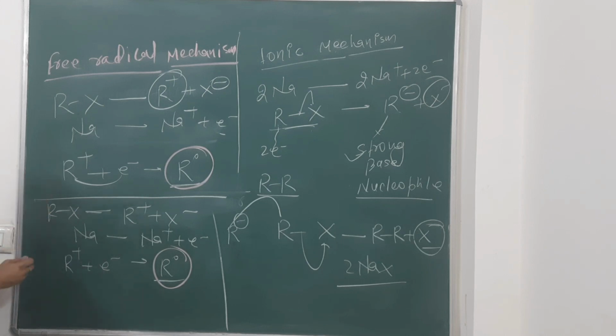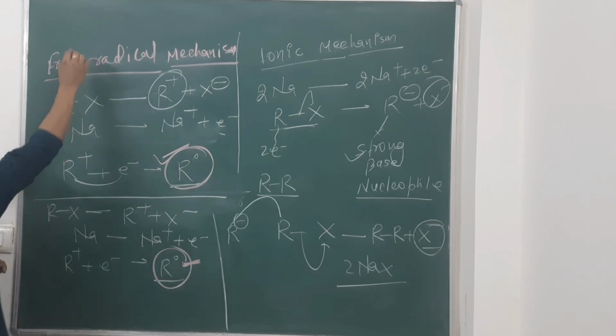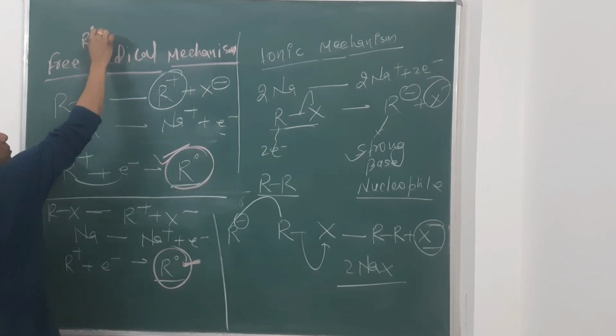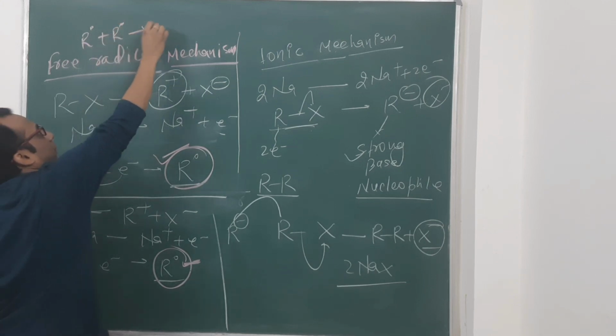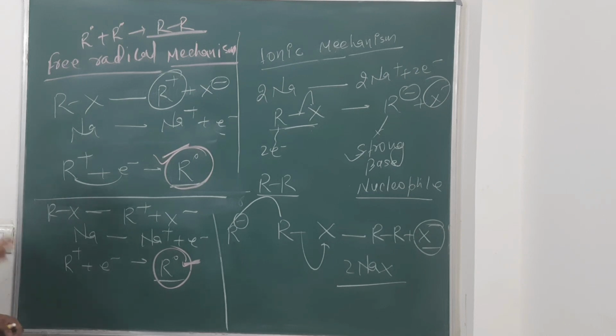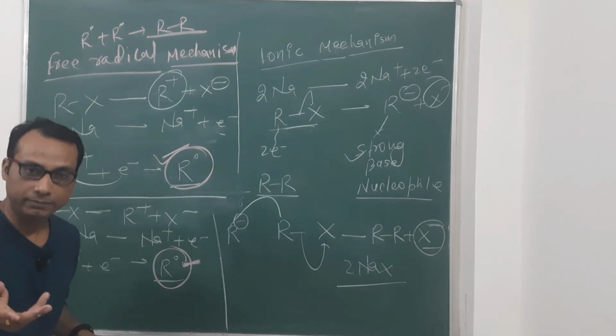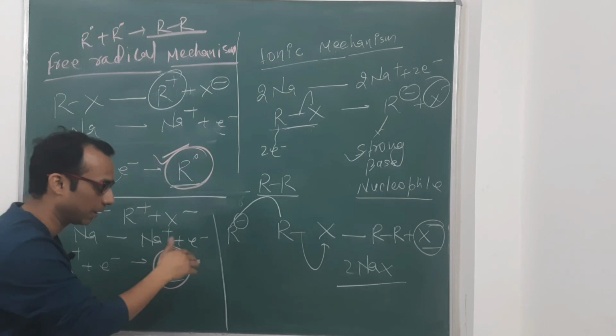Now I write here: R free radical and R free radical. So R free radical plus R free radical will generate symmetrical alkanes. Students, here is one thing that is very important. First you write all these things, then we understand. Here two things happen. RR is formed, and this is called dimerization. Correct? RR formation is called dimerization.